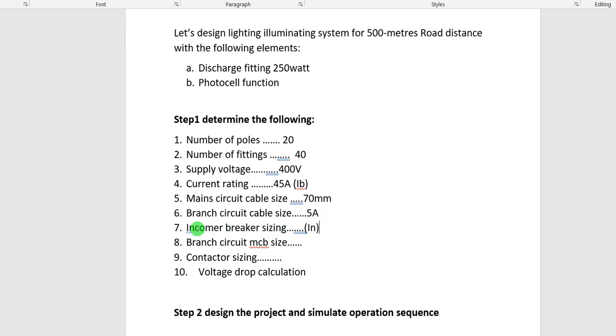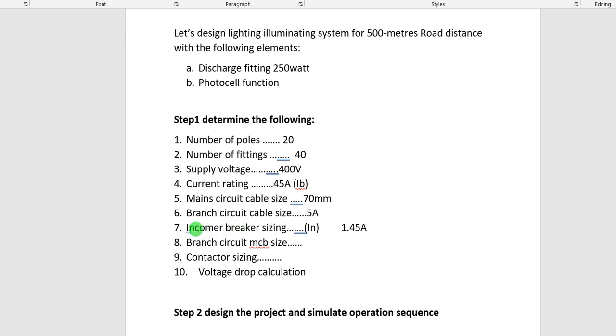Okay. All right. Now our incomer breaker sizing, IN. You remember we determined IB as our design current. Now this is IN. IN is our protected device rating. Now there is also a factor set aside, a factor of 1.45, which is set aside to augment the starting current, the starting strength of this circuit.